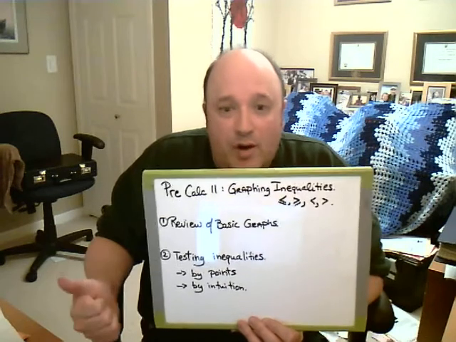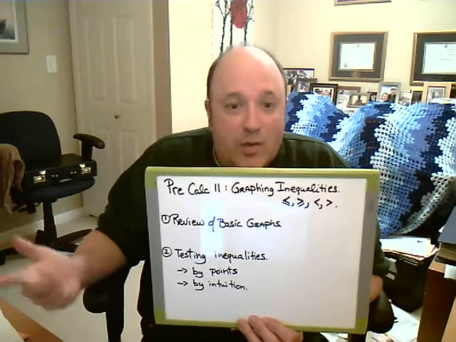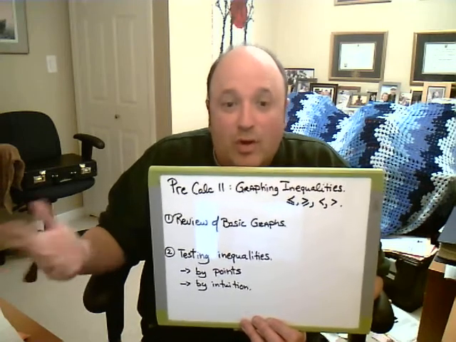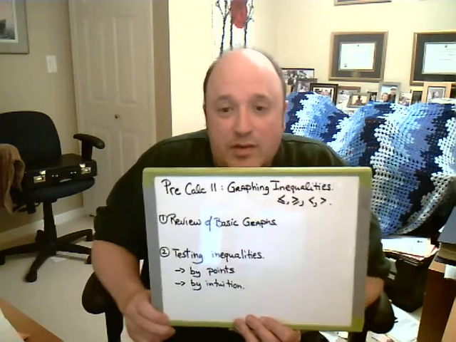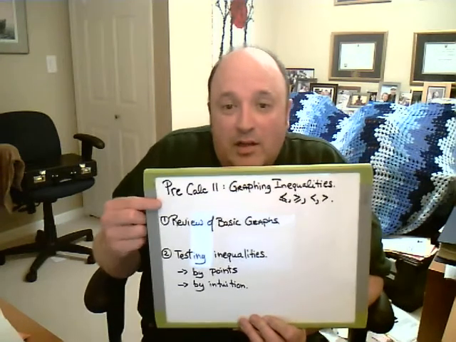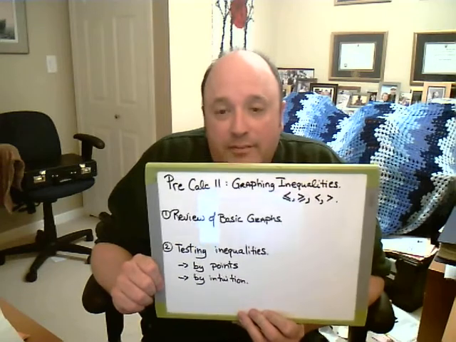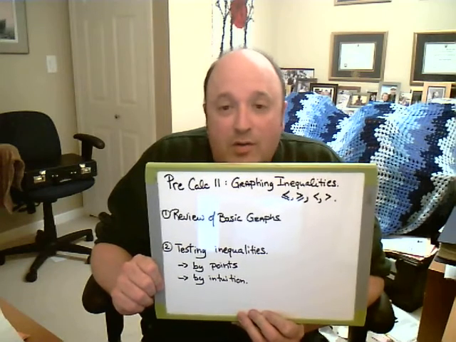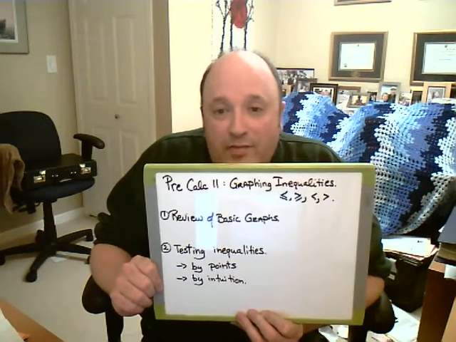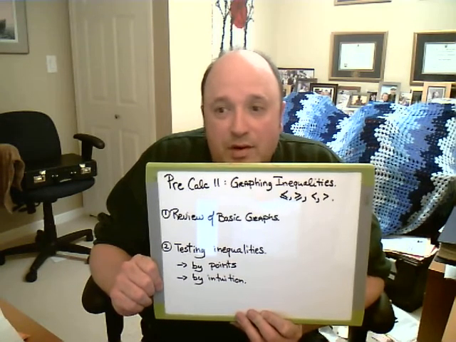Now we have parabolas, absolute values, square roots, reciprocals, polynomial graphs, a whole bunch of different types of graphs. And we can now include inequality symbols on them. So let's just have a quick review of our graph types, and then we'll start by dealing with testing points and then by intuition, because they're pretty much the same.